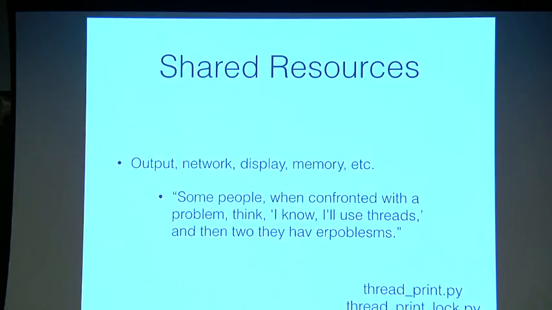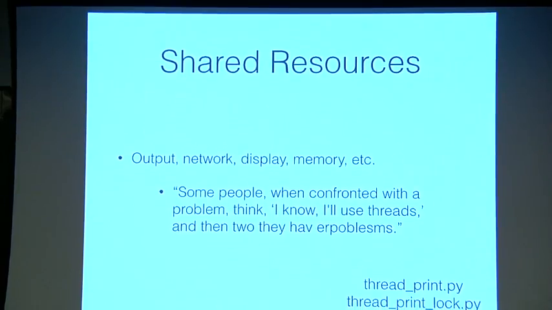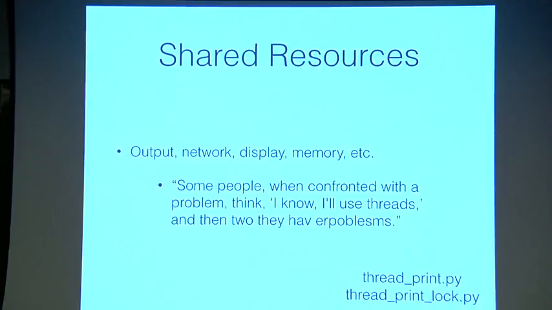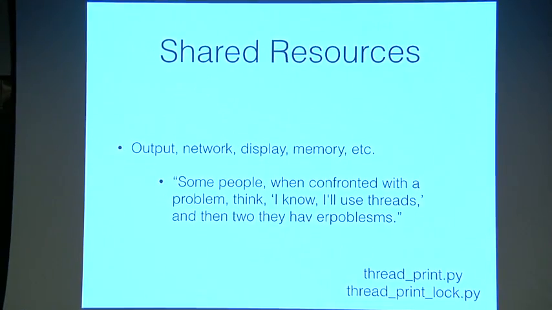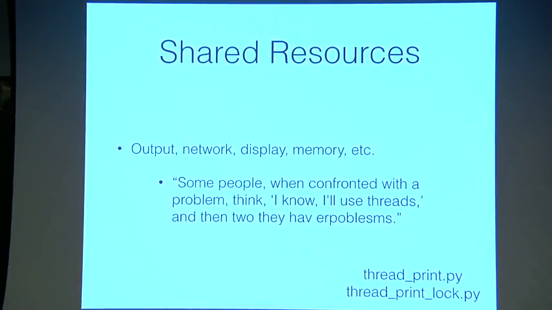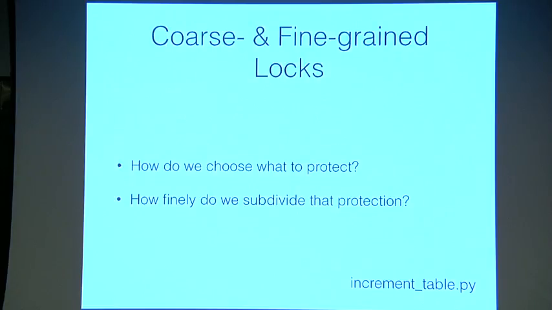All right. That's the basic case. One of the most obvious uses of locks is to keep shared resources protected from trying to overshare. How do we choose what to protect in shared resources? And how finely do we subdivide that protection, right? So we get into what you've probably heard of as coarse and fine-grained locking. There's another example in here, increment table.